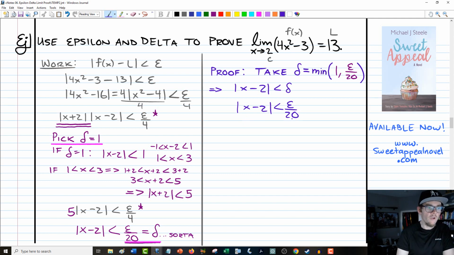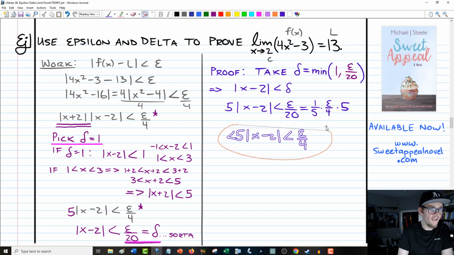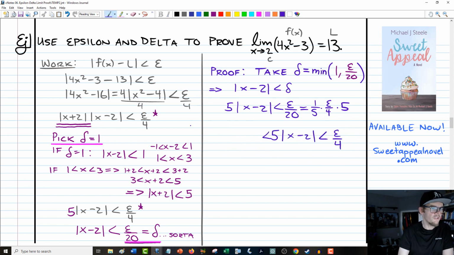So specifically, I'm going to first write that epsilon over 20 as 1/5 times epsilon over 4, and then I will multiply by 5 on both sides. In other words, 5 times the absolute value of x minus 2 is going to be less than epsilon over 4. Now, based on that, this is also bigger than the absolute value of, and I need to shift this over, sorry, I didn't space that very well. It's my first time narrating one of these. 5 is bigger than the absolute value of x plus 2.